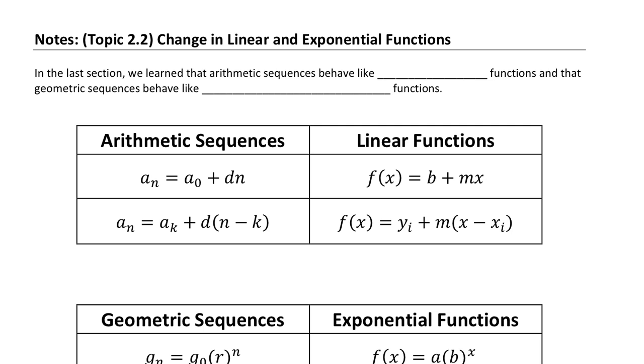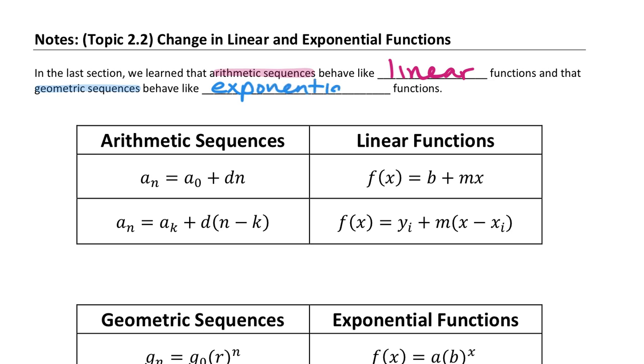So last section, we learned that arithmetic sequences behave like linear functions. Arithmetic sequences were the ones that went up or down with addition or subtraction, so they behave like linear functions. They have a common difference, which acts like the slope, and we had different formulas for that. We also learned that geometric sequences behave like exponential functions.